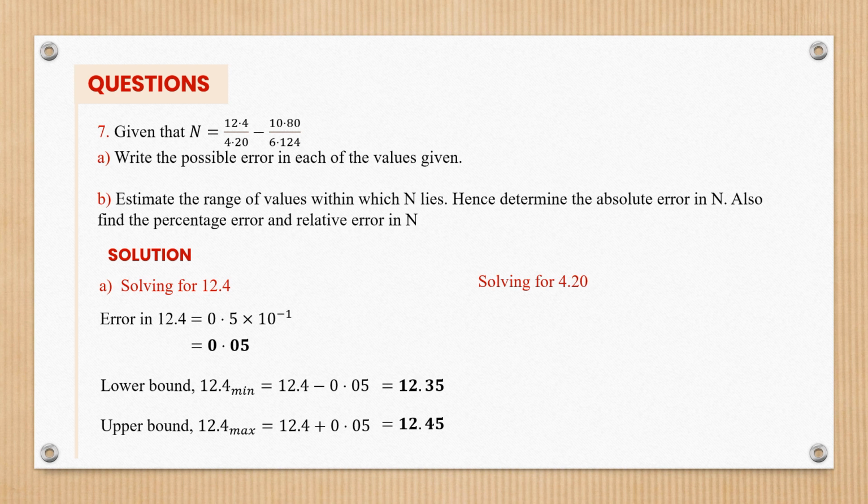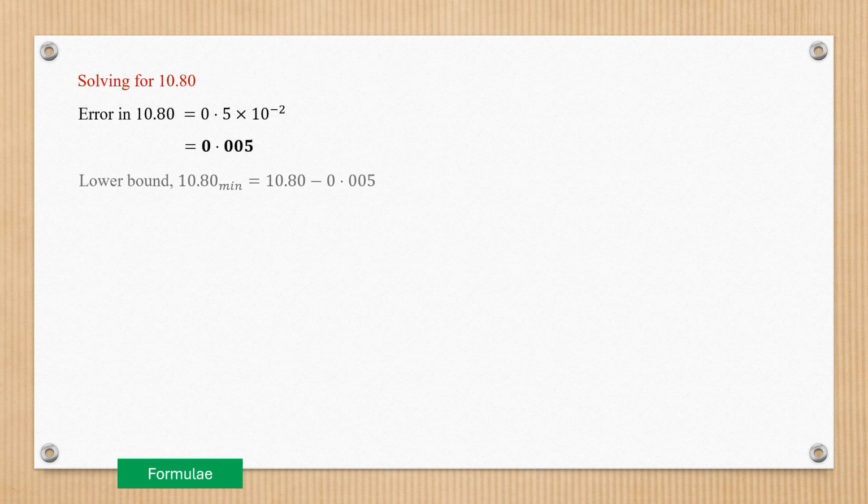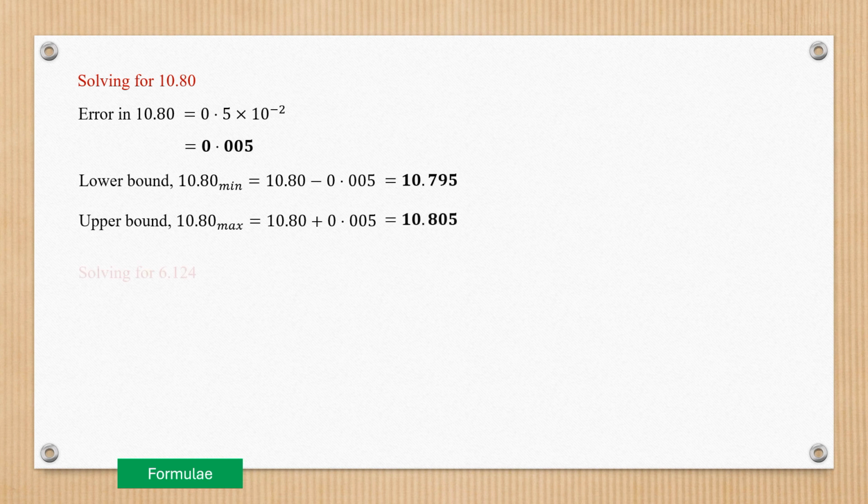Let's look at 4.20. It's two decimal places, so that is the error in 4.20. So now 4.20 min shall be 4.195, and 4.20 max shall be 4.205. Let's move on to the next value, 10.80, of which the error is 0.005. The lower bound shall be 10.795, and the upper bound shall be 10.805.